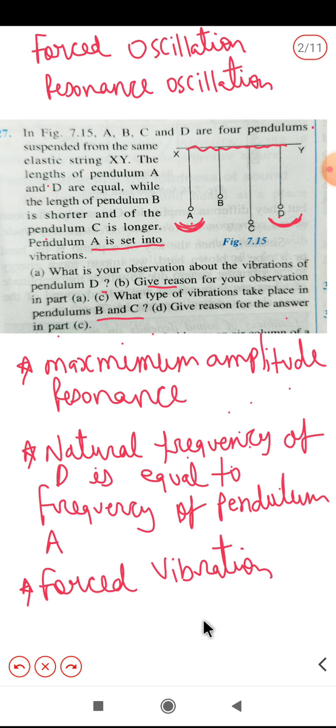Because their lengths are different, the natural frequency is different as compared to that of A, and hence they will perform force vibration. Give reason, because length is different, natural frequency is different as compared to that of A. Okay, so they will perform force vibration. Now this is related to pendulum.